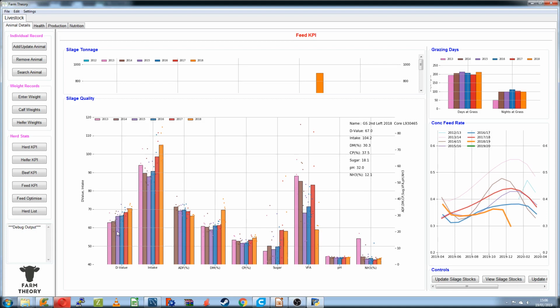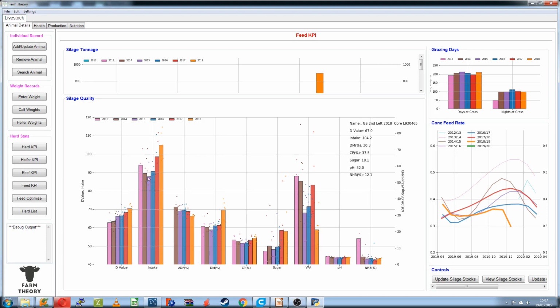So I'm just going to quickly run through some of my observations. You'll notice first of all that dry matter or D values have been improving every single year, and it's been a fairly consistent trend. And within that you can see all the little dots. There's very little range, and they're continuously moving upwards, so that's very, very important, and it's very good to see.